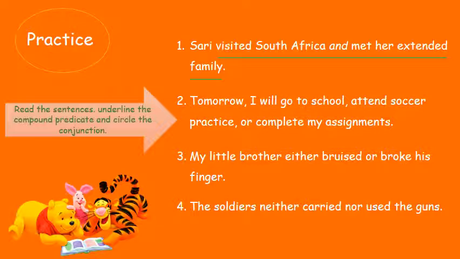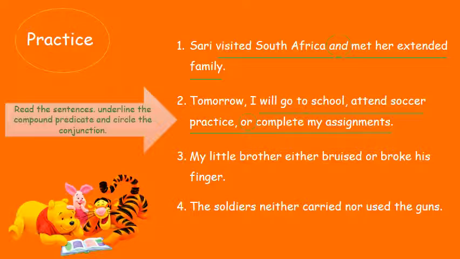Here, what conjunction did I use to join two simple predicates? I use the coordinating conjunction and, so I circle and. Two, tomorrow I will go to school, attend soccer practice, or complete my assignment. If you notice here in the predicate, I have more than two actions. I have three actions. Okay, so the compound predicate here will go to school, attend soccer practice, or complete my assignment. But what is the conjunction? Here we use the coordinating conjunction or only. And notice that I use the conjunction before the last predicate.